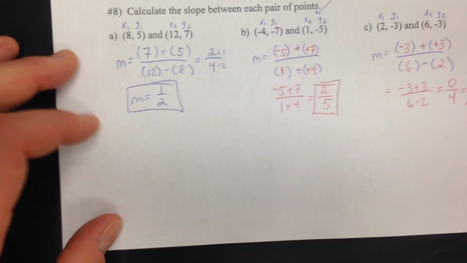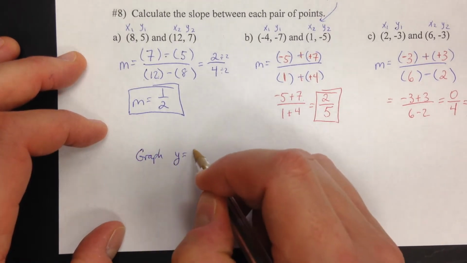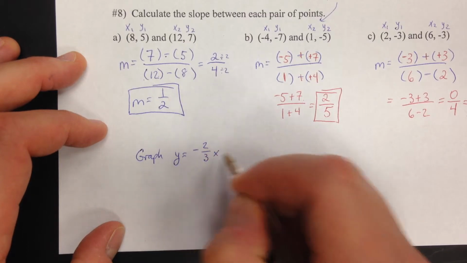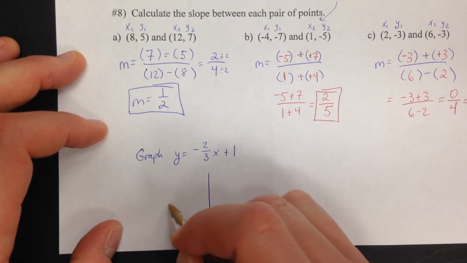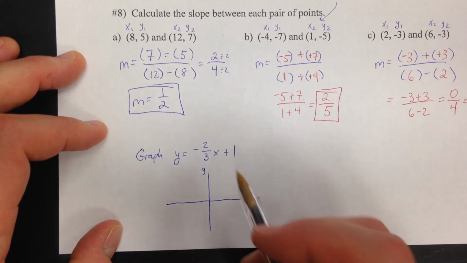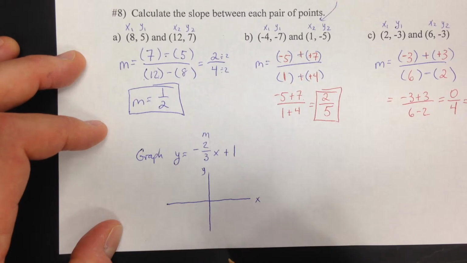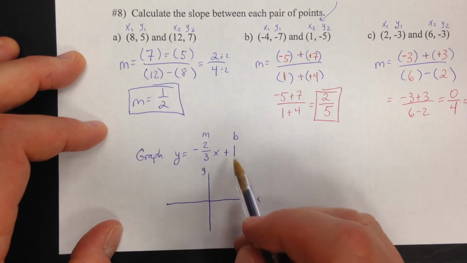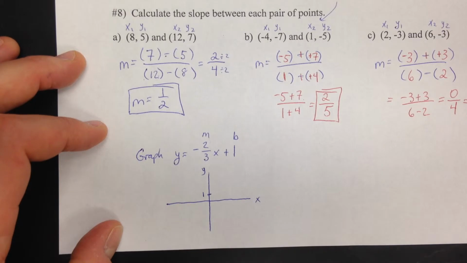Okay? Last thing we'll do here, I didn't put it on this sheet, but let's say we wanted to graph y equals, we'll say, negative 2/3 x plus 1. If I wanted to graph that, I could draw myself an x-axis and a y-axis. And I would look at this. The negative 2/3 is the m, that's the slope. The positive 1 is the b, that's the y-intercept. So if the y-intercept is 1, I would go to the y-axis. Here's 1. And I would put a point there.